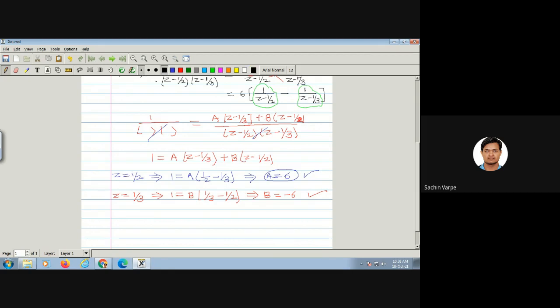So therefore, I'm having f of z to be this. So apply the inverse Z transform. Therefore, the inverse Z transform of f of z is equal to 6 into, because inverse Z transform is linear, 6 into the inverse Z transform of 1 upon z minus half, minus 6 into the inverse Z transform of 1 upon z minus 1 by 3.